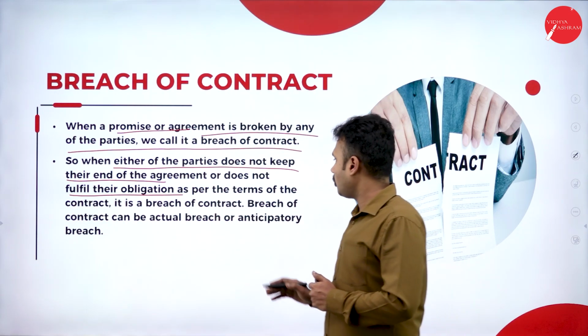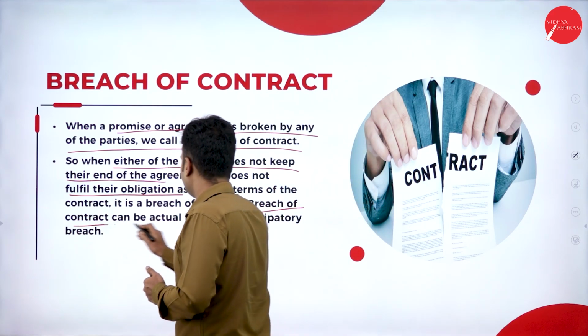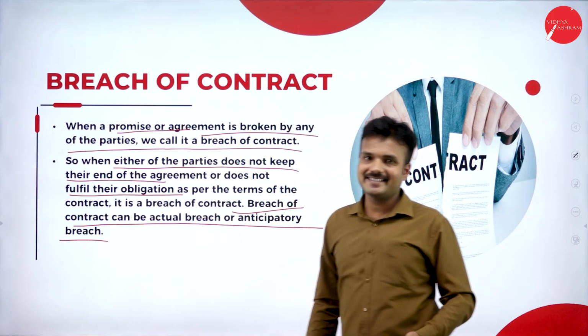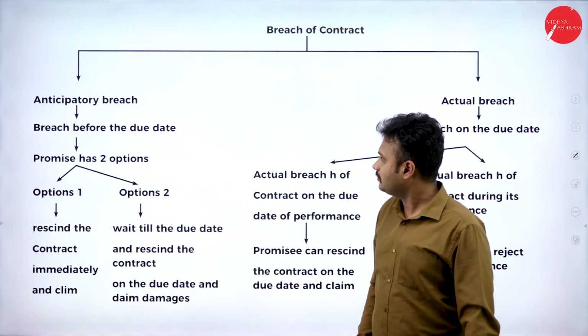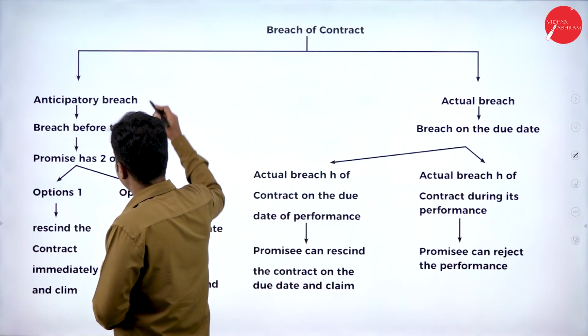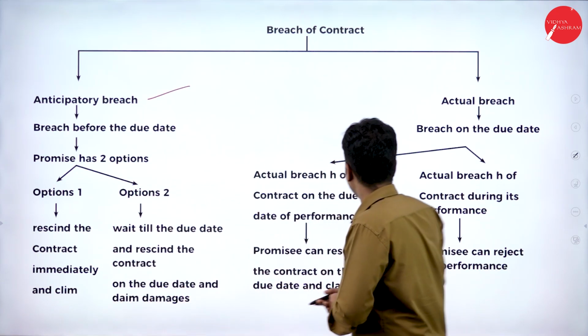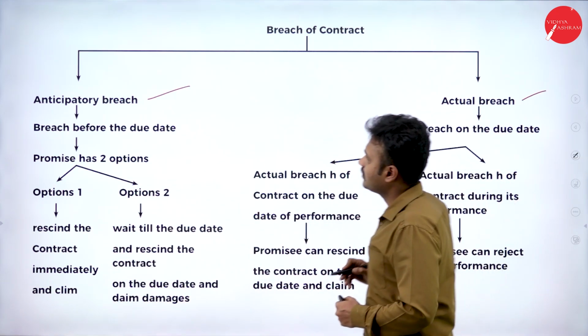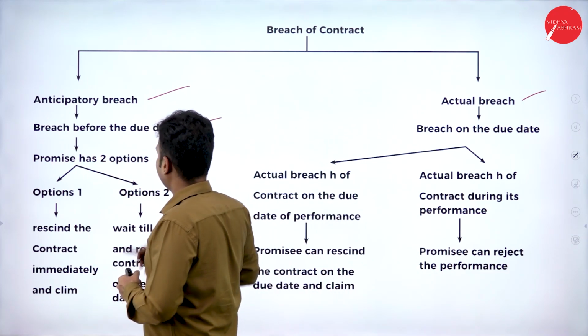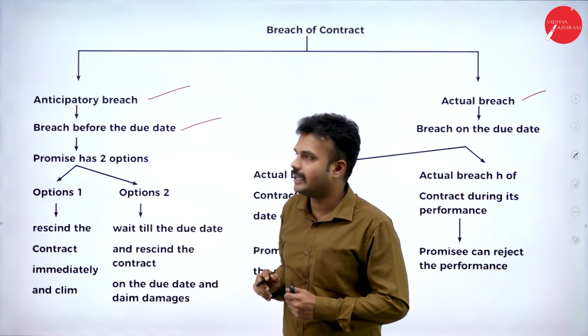This breach of contract is classified into two categories. One is actual breach, the second one is anticipatory breach. So as I said, breach of contract is classified into two categories: anticipatory breach and actual breach. Anticipatory breach means breach before the due date. I will give you an example.